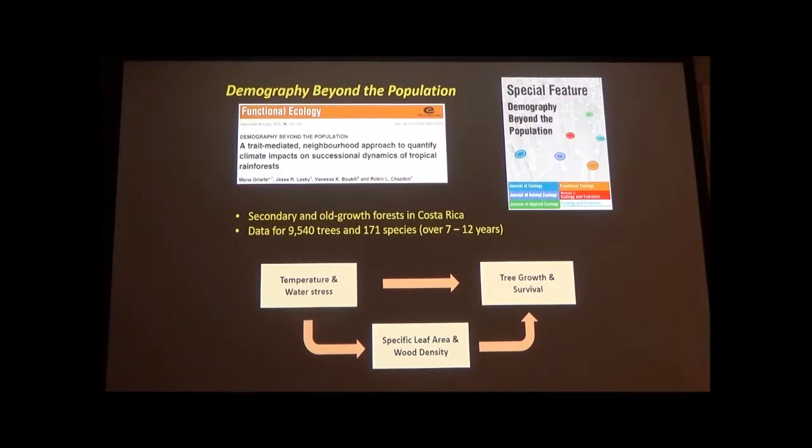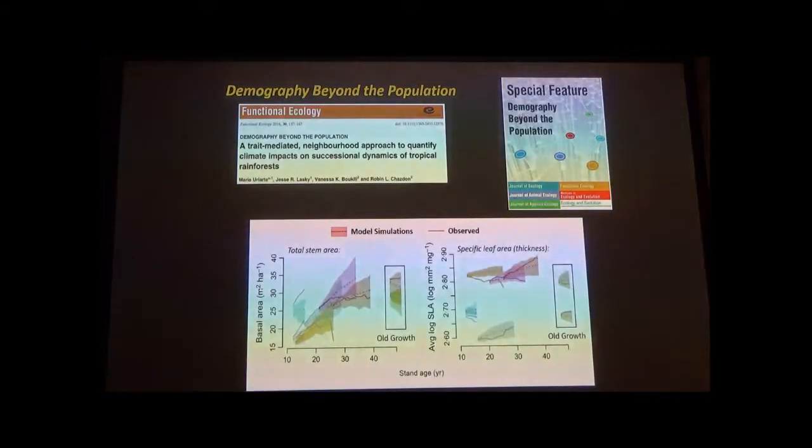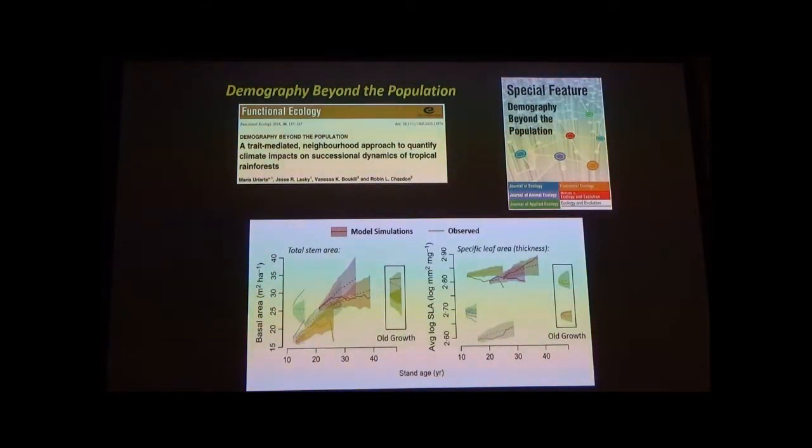And they were looking at how this affects tree growth and survival, but also how it's mediated through these different traits. And they're able to combine this into a simulation model. On the left here is the total basal area of these forests. These are different secondary forests, so they are all at different ages, and they're compared to old growth forests. The shaded regions are the modeled simulation based on all the data they collected, compared to the actual observed trends. So these are the secondary forests increasing in area over time. These are changes in the specific leaf area, the trait being predicted by the model.